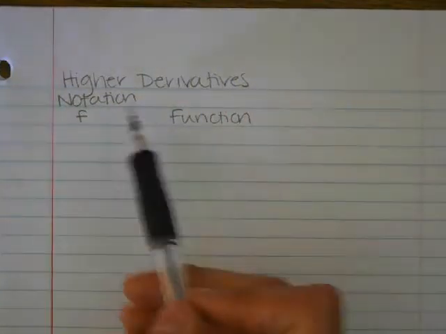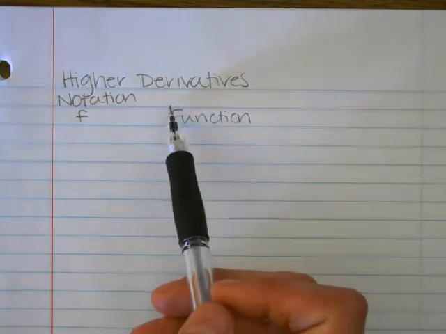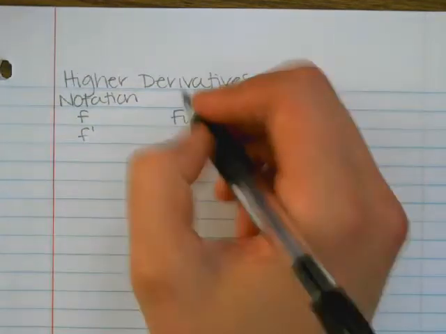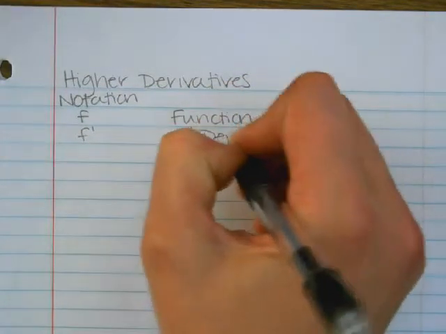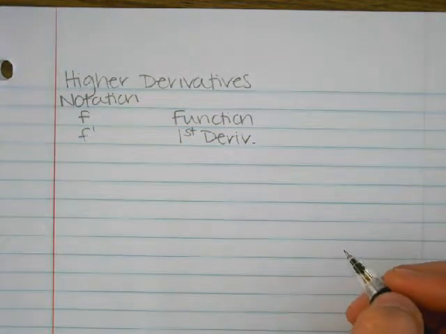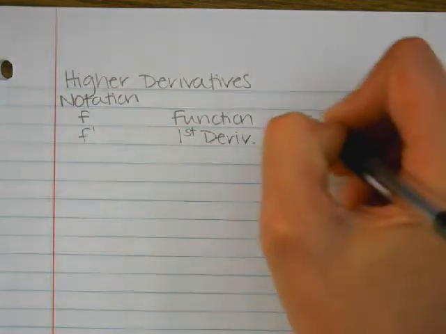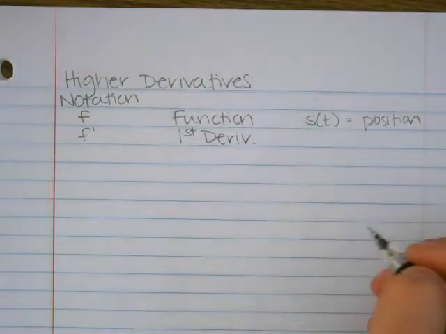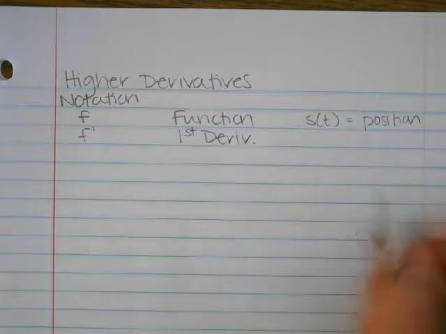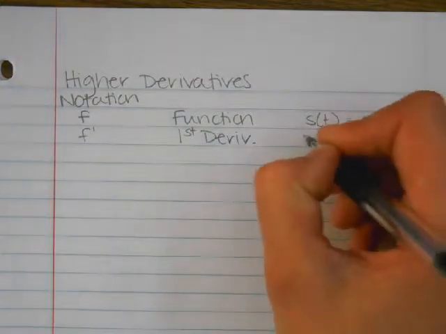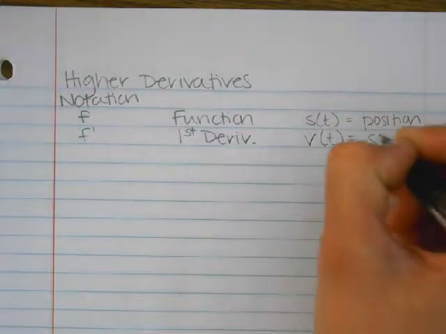So for higher derivatives, f just means you're talking about the original function. F prime, this is what we've done so far, means that you're taking the first derivative. When we were talking about these story problems, the original function could have been s of t, and that's the position of something, like a car at a specific spot. And then the first derivative, we said, was the rate of change for how that thing is moving. So if we're talking about a car, that's how that car is moving. And we said v of t was the first derivative of position.